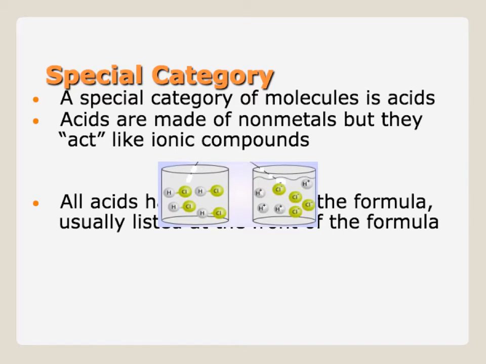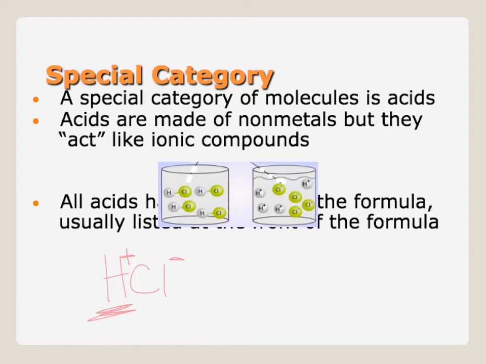Acids are a special kind of ionic compound. They may look like molecular compounds because they're things like HCl. That's two nonmetals, so we would think it would be a molecular compound, but it's really an ionic compound. It's made out of an H+ and a Cl-. So we can recognize the acids because they start with H.